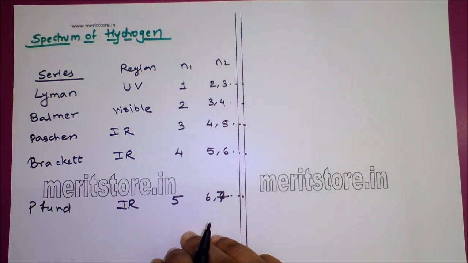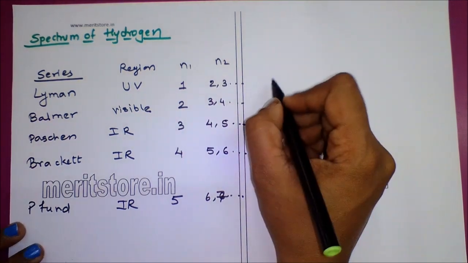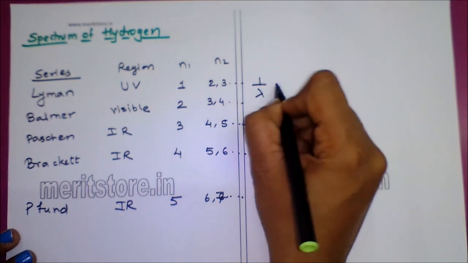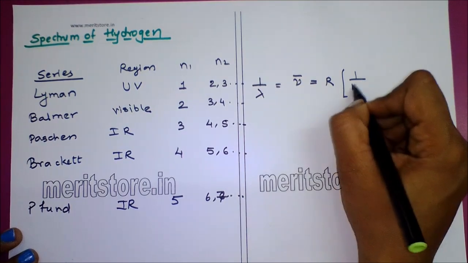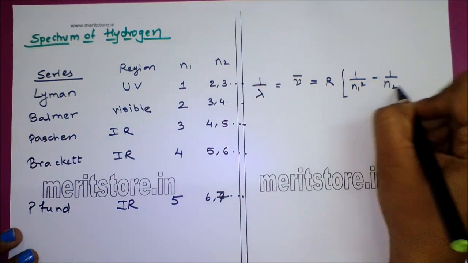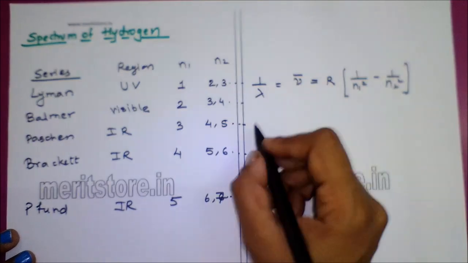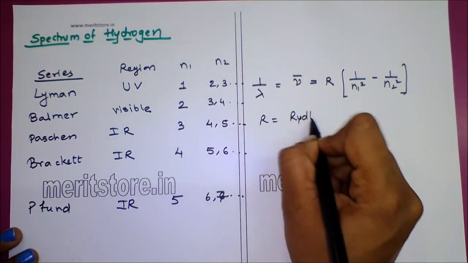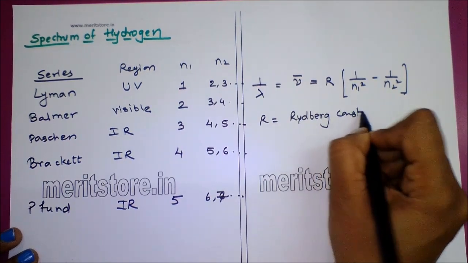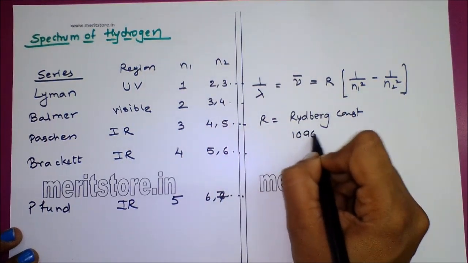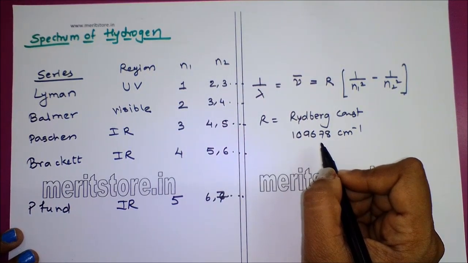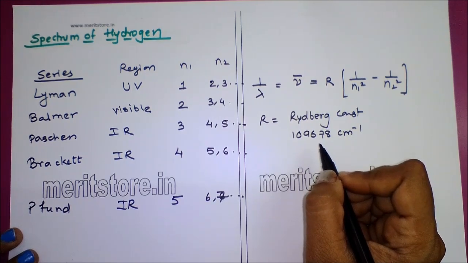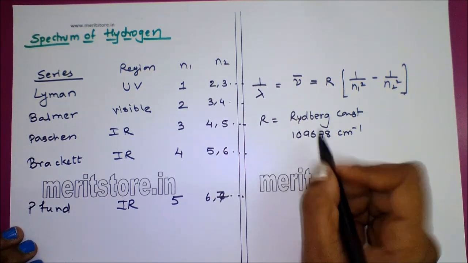The wavelength of these different lines can be obtained by a formula: 1 upon lambda, that is the wave number, equals R into 1 upon n1 square minus 1 upon n2 square, where R is called the Rydberg constant, whose value is fixed to be 109,678 per centimeter. This is the formula we generally use in order to find the wavelength of these different lines in the spectrum of the hydrogen.